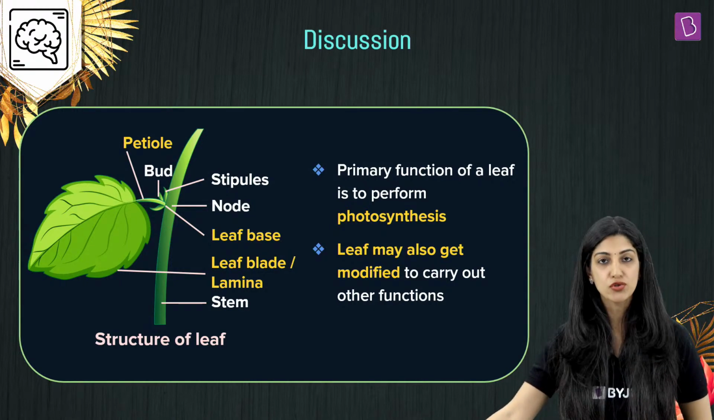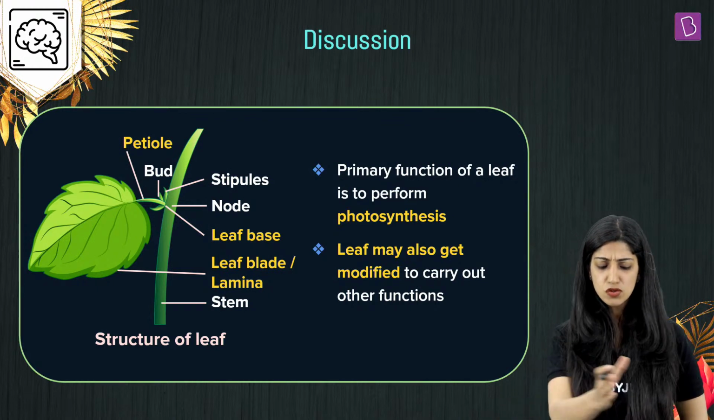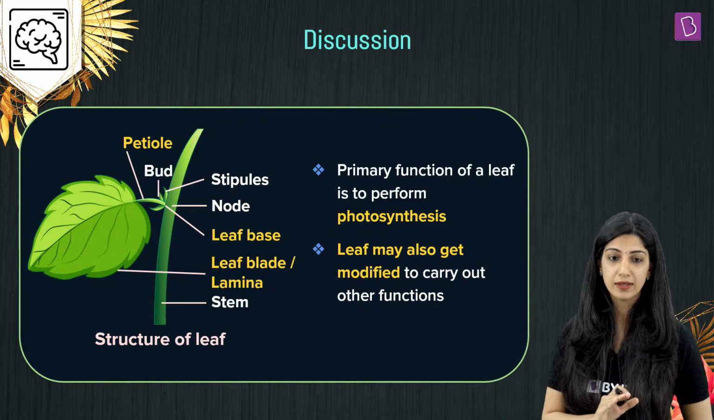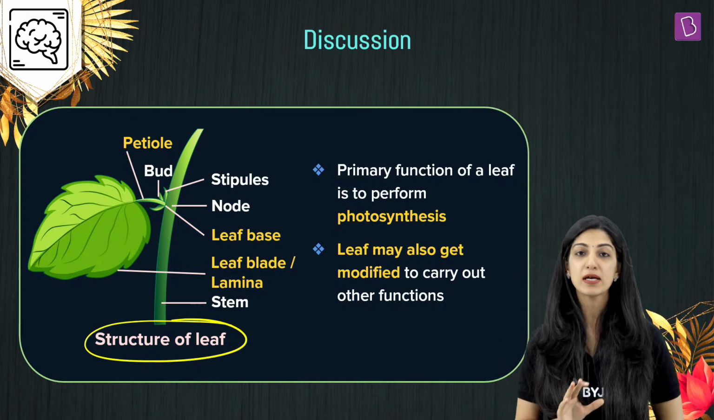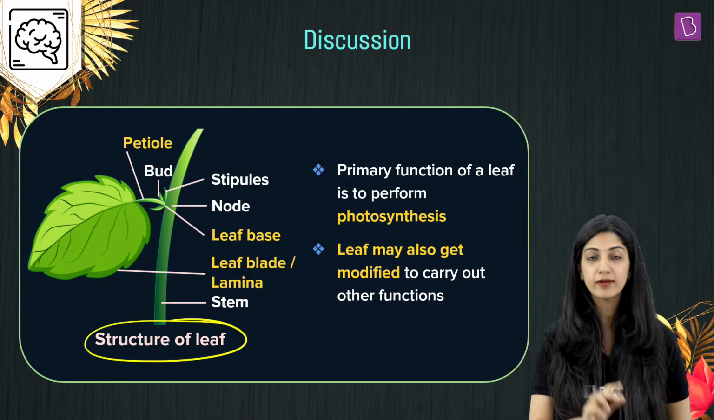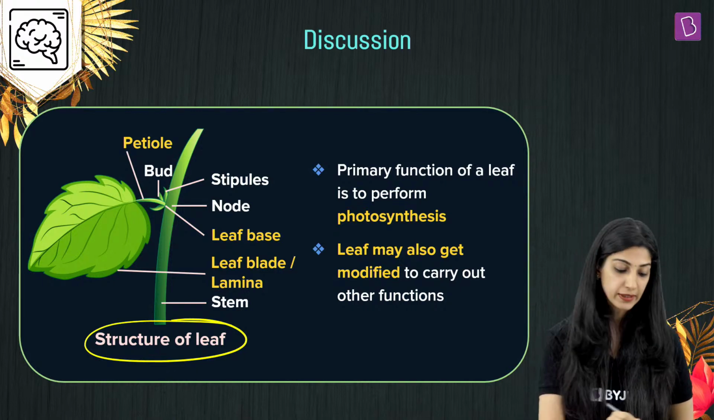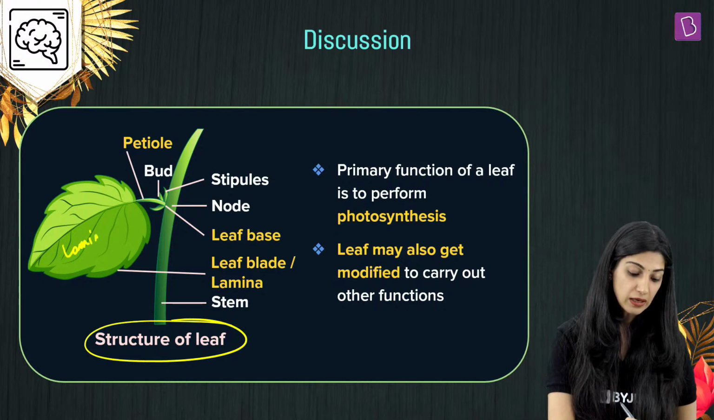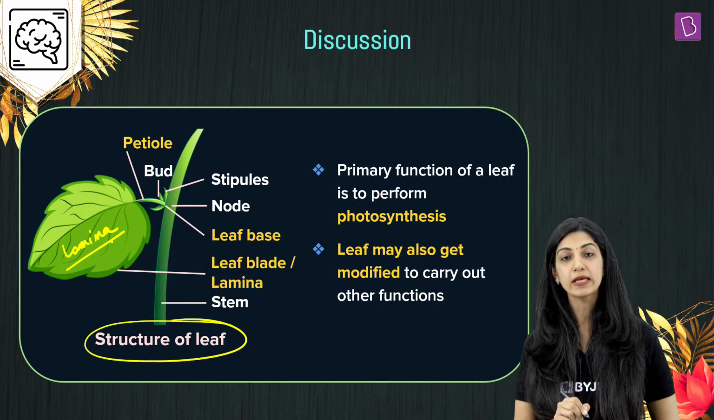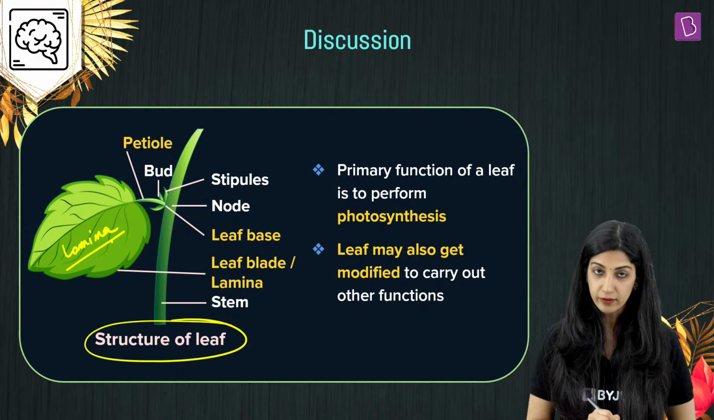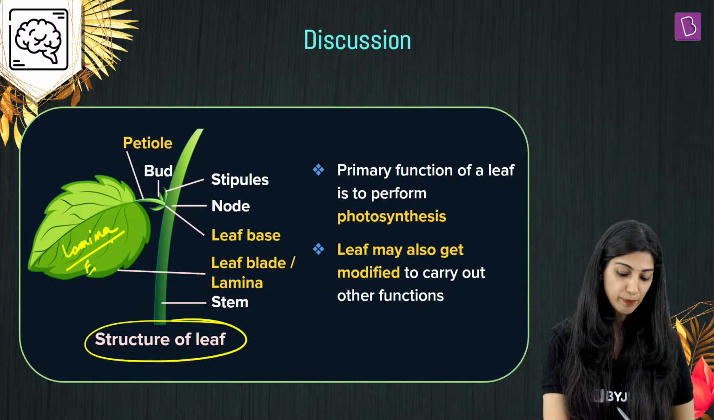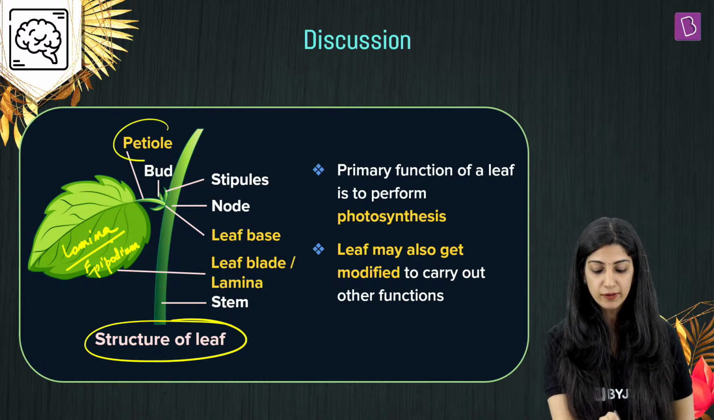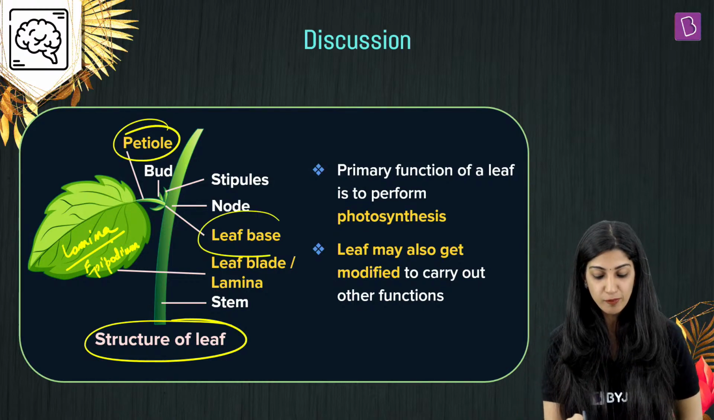I will definitely talk to you in a while. So let's remind ourselves what the structure of a leaf is. A leaf has 3 parts. The most extended and broad portion is called the lamina. Those who remember, very good. Those who don't, it is time that you write it. Then the stalk, also called the epipodium, is called the petiole, and then the leaf base.